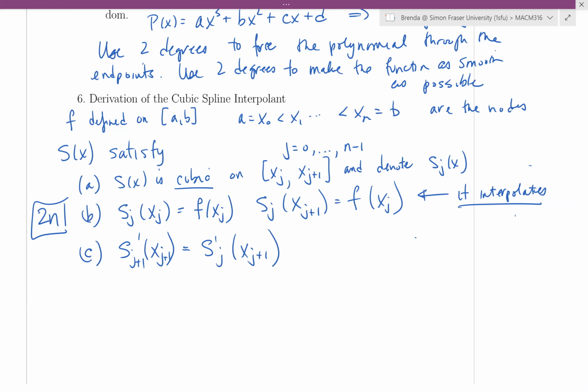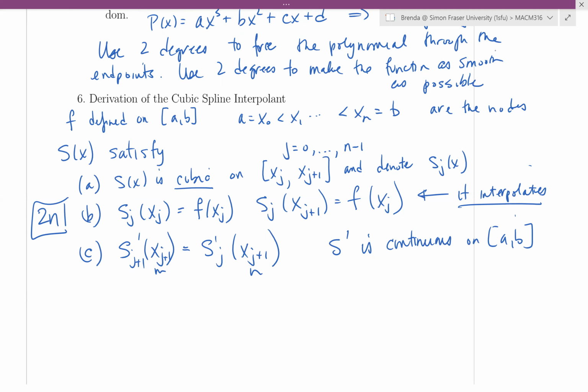Think about what this means. Notice the data point is the same. That means that when these two things come together, the function is continuous and the first derivative is continuous. So this condition means S, the derivative of our interpolating polynomial, the whole thing is continuous on [a, b]. That's what we're forcing.